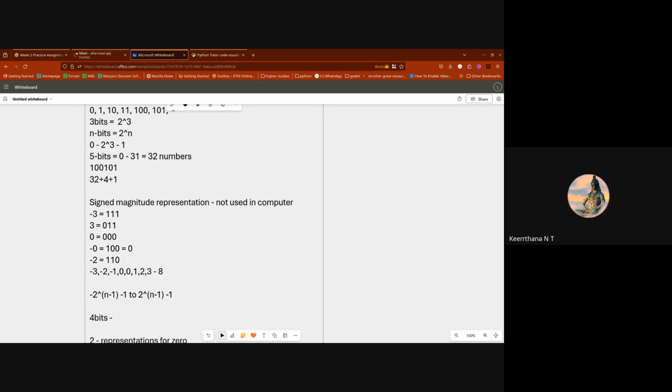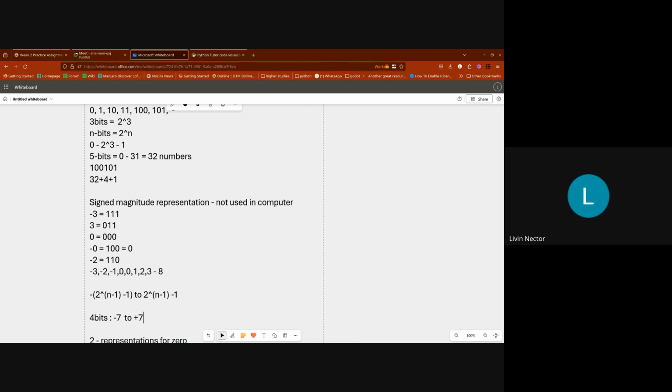One more thing here: I should put this minus inside the bracket. So it's not minus 8 to plus 7, it's actually minus 7 to plus 7, because the same value should be there on both sides, just like minus 3 to plus 3, because we have 2 values for 0. Understood. So minus 7 to plus 7 we can represent with 4 bits. This is the signed magnitude representation.